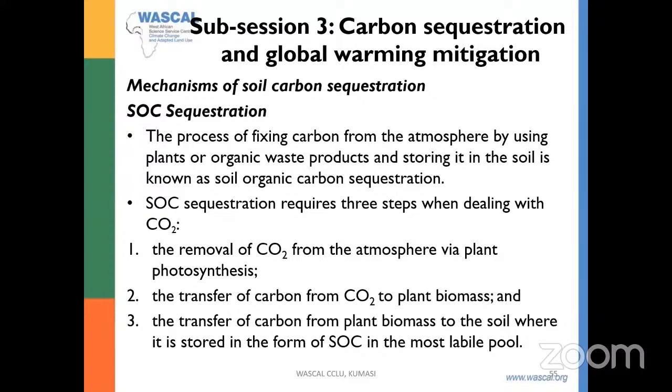It started with carbon, is it a carbon credit mechanism? I've forgotten the name. Carbon credit mechanism. Yeah, that's where it started.